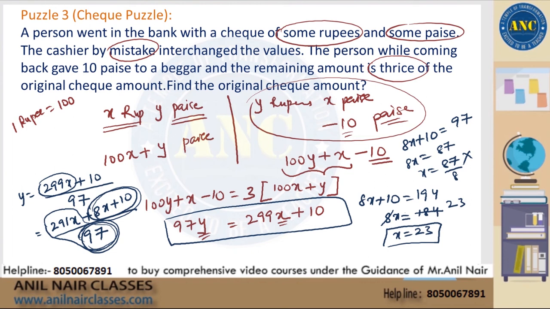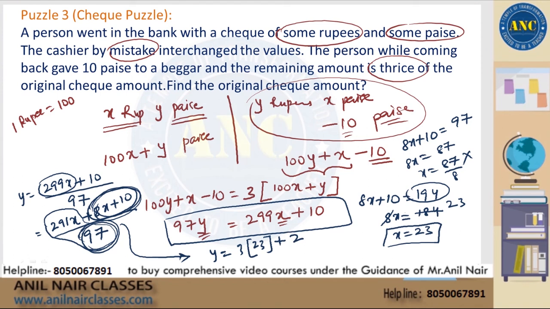So for X to be 23, Y is nothing but equal to, from here I am simplifying, 291X by 97 is 3X, which is 3 into 23, plus 8X plus 10 by 97. This 8X plus 10 I assumed here to be 194. Therefore 194 by 97 is 2.